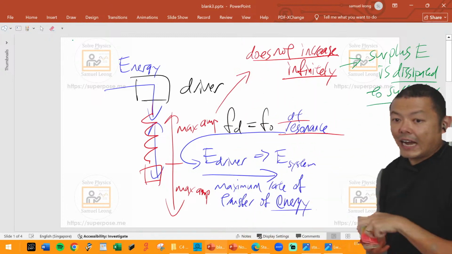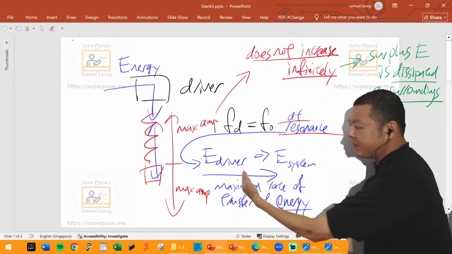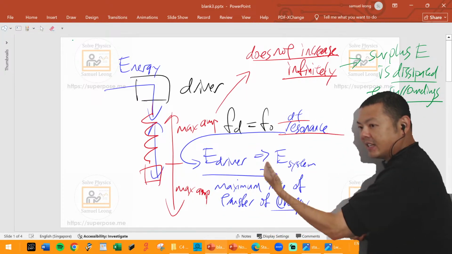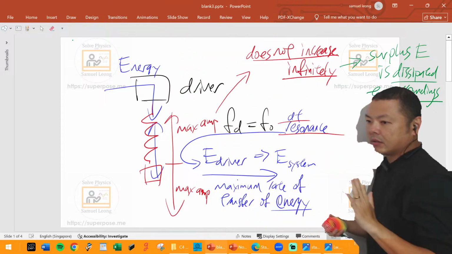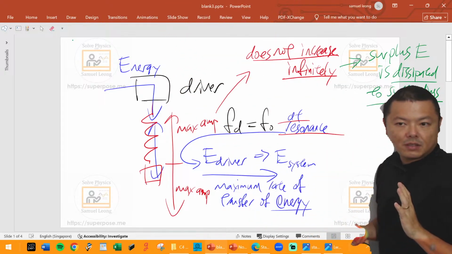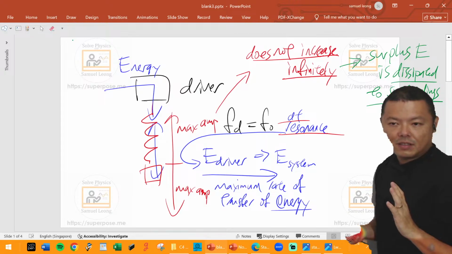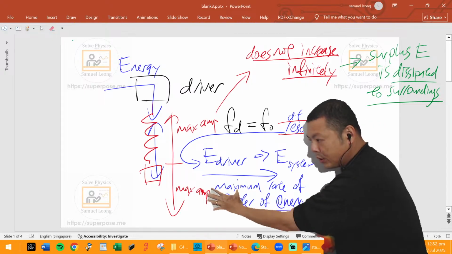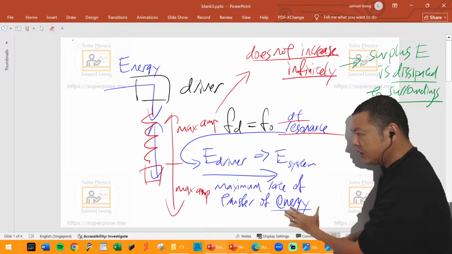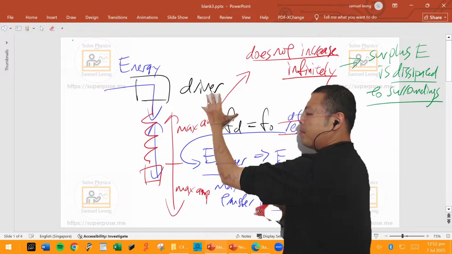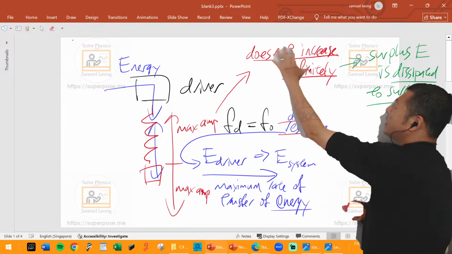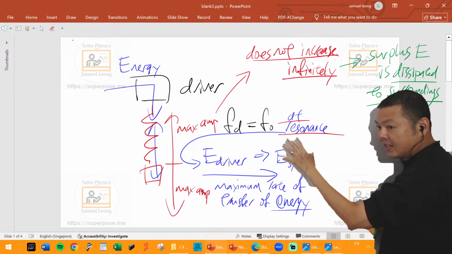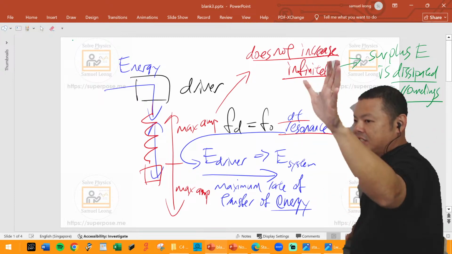The idea here is this: at resonance, you have the most efficient transfer to the system. If you're not at resonance, you're basically wasting energy to everywhere else. So at resonance, you get the maximum transfer of energy to the system, but your amplitude doesn't increase infinitely because some energy is being dissipated to the surroundings. But if you're not at resonance, you're sending out a lot of energy to the surroundings.